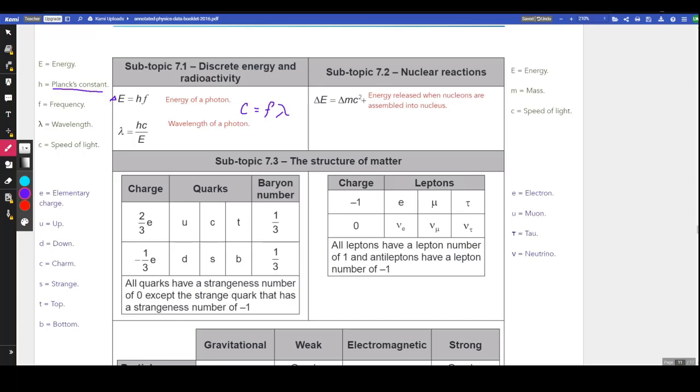For 7.2 is the very well-known Einstein equation, E equals mc squared. So as you all know, E is energy released, M is mass, more precisely mass defect. And C is simply the speed of light. So you should be able to work out the mass defect, and the mass defect is the difference of mass between when they are all put together and when they are all separated, for all the nucleons.